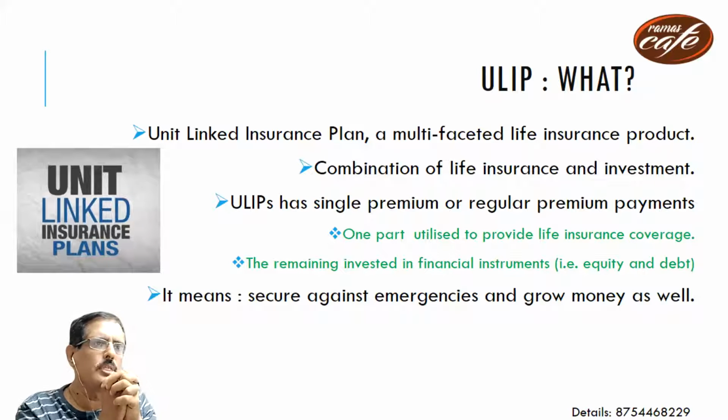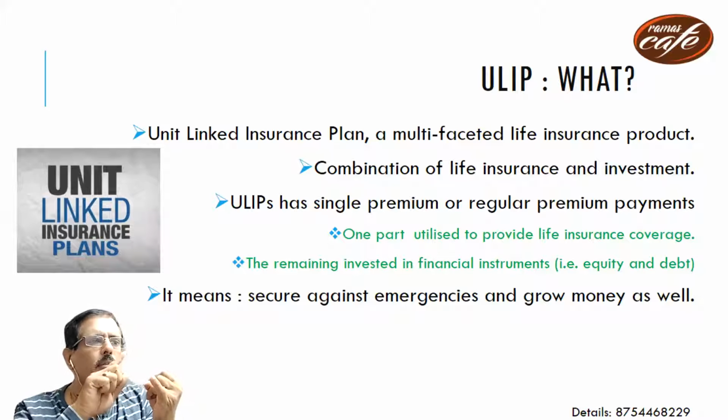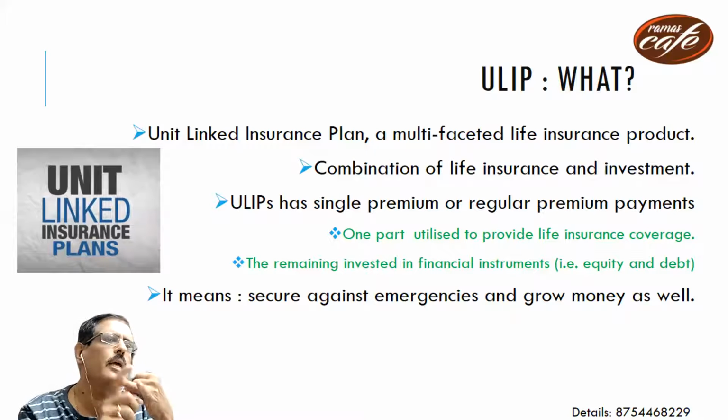Today we are going to see something called ULIP. What is ULIP? It is basically Unit Linked Insurance Plan. It has got two components. One is the life insurance, the risk coverage, and the second is investment. It can have a single premium or it can have regular premiums as well.